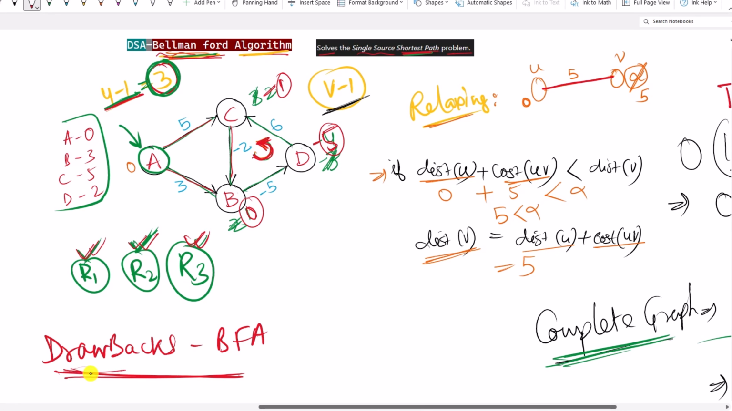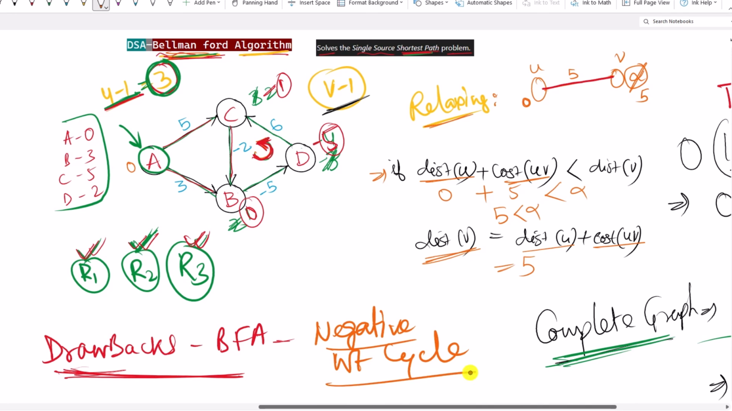So the main drawback is the negative weight cycle. Now, we can also detect the negative weight cycle. Normally we relax all the edges V minus 1 times. To detect the negative weight cycle, we have to perform one more relaxation. If we still find that the distances are changing, then that means we have a negative weight cycle in our graph. Then we are pretty sure that the Bellman-Ford algorithm will not work in this case.